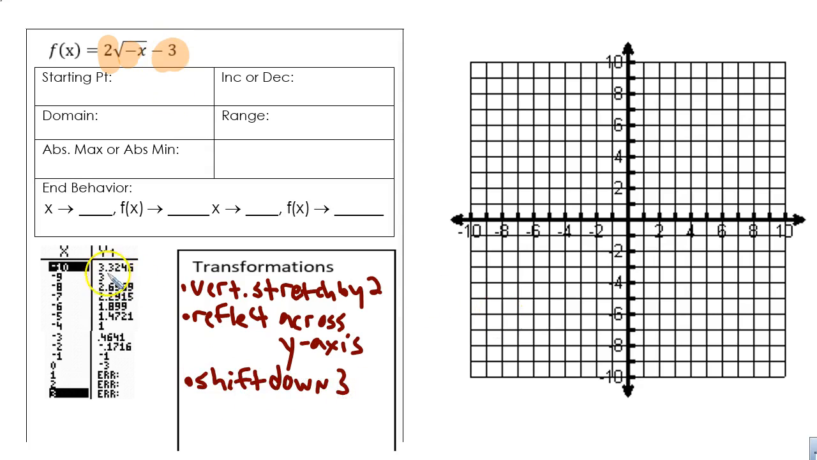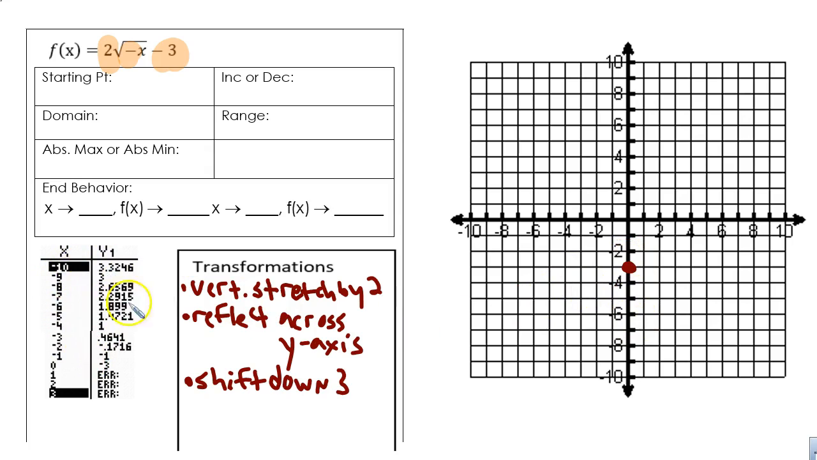What we should notice when we start plotting these points is that this function should reflect across the y-axis. So instead of increasing to the right, it should increase to the left. It should stretch by 2, so it should be a little bit more stretched out away from the y-axis, and it should shift down 3 points, which basically means that starting point, instead of being the origin, should be down at (0, -3). That's where my function should start since I shifted down from the origin 3.